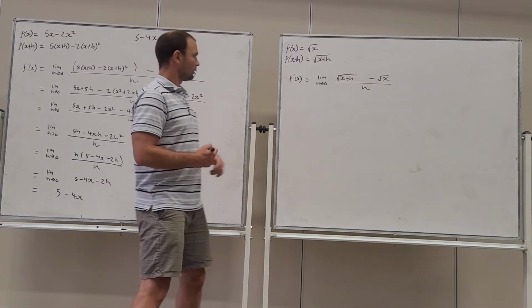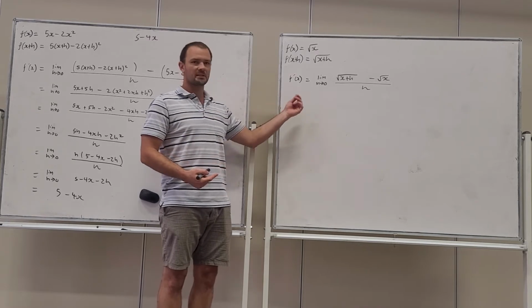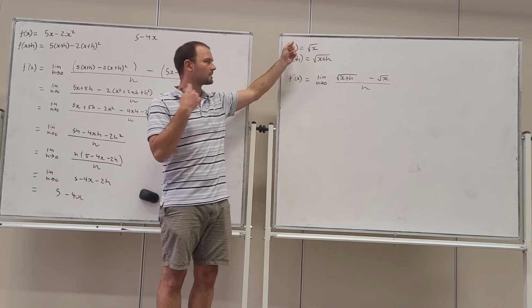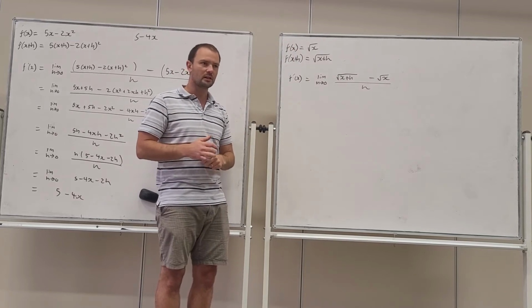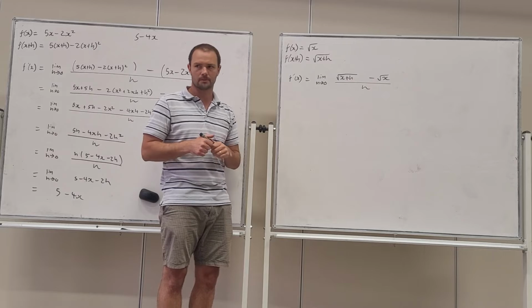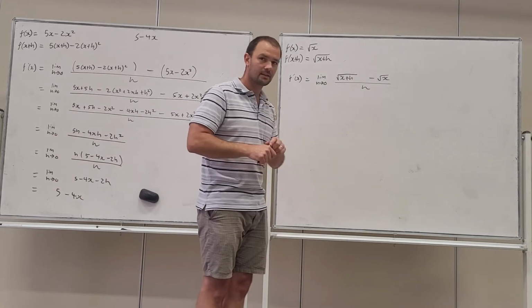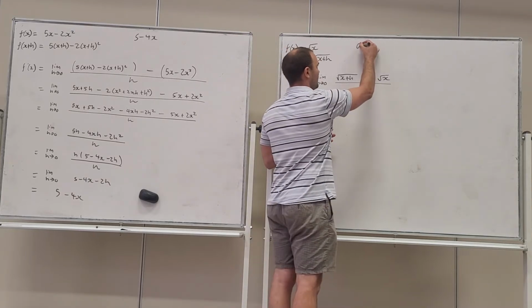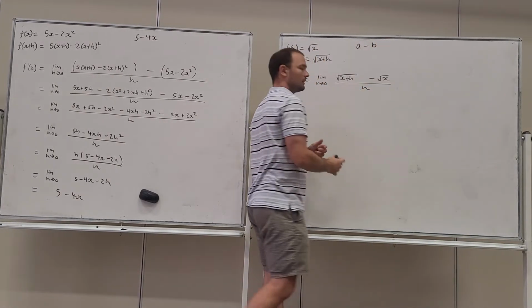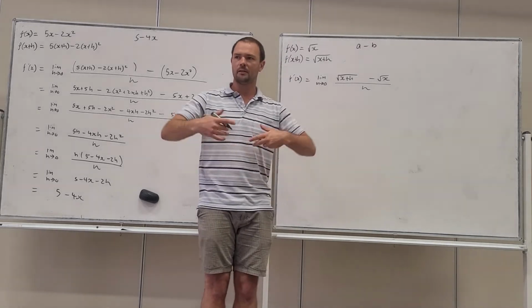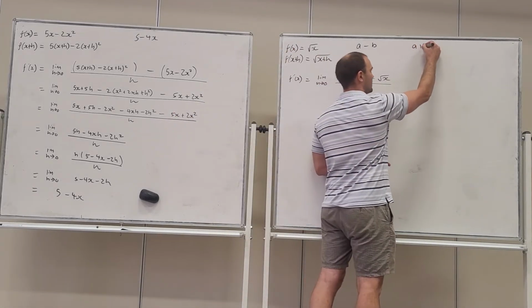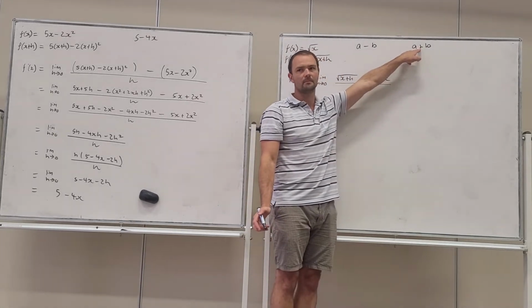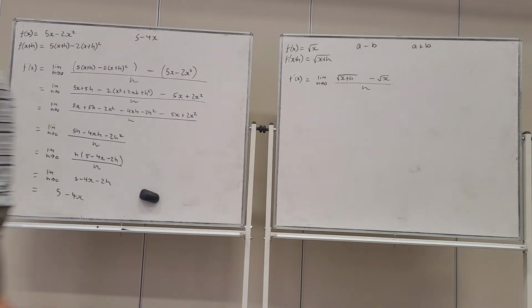So this is a general rule for any first principles involving square roots. This is a procedure we can use to get rid of the square root. What we're going to do is multiply it by the conjugate. You guys have all done this in Year 11 when we were talking about surds. If we have A take B, then the conjugate of it is A plus B. It's the same, but we change the symbol on the inside.